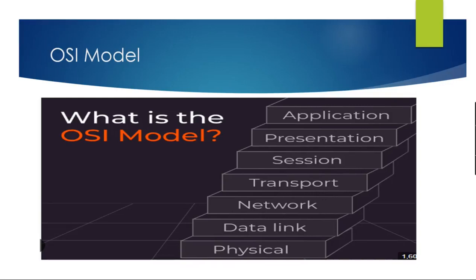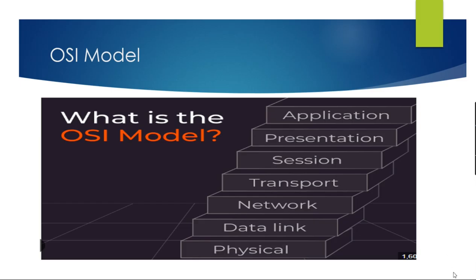So today we are going to learn the OSI model. The OSI model is nothing but the Open System Interconnection model. It is a conceptual framework that standardizes the functions of telecommunication and computing systems. It has 7 layers: application, presentation, session, transport, network, data link layer, and physical layer.